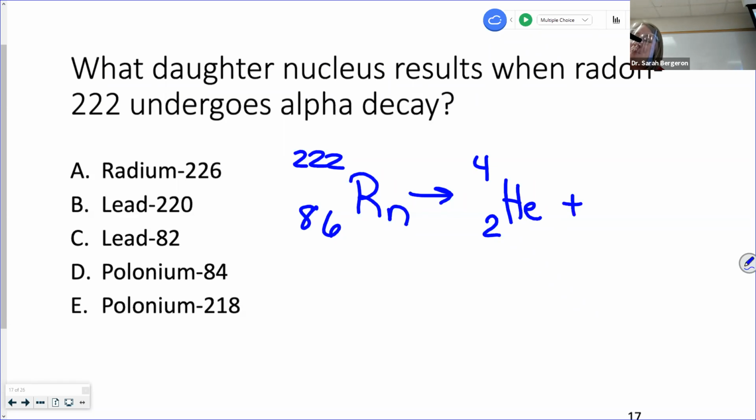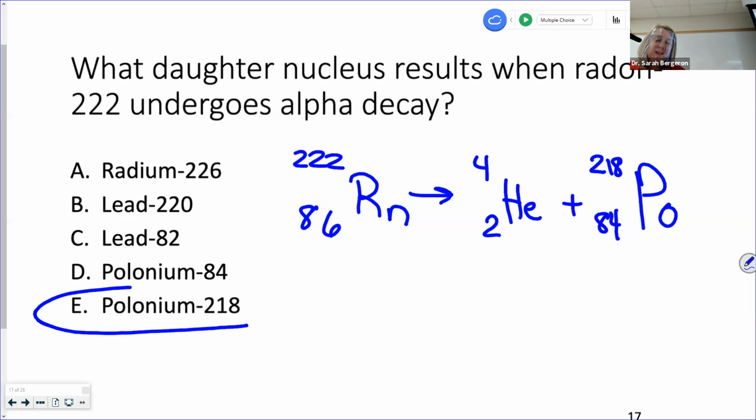All right, let's do our math problem. 222 is equal to 4 plus what? 218. And then 86 is equal to 2 plus what? 84. So what element has 84 protons? Polonium. So what should your answer have been? E.